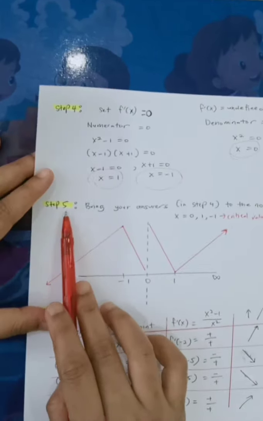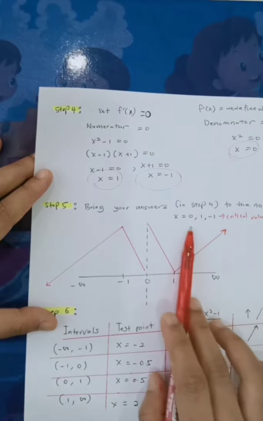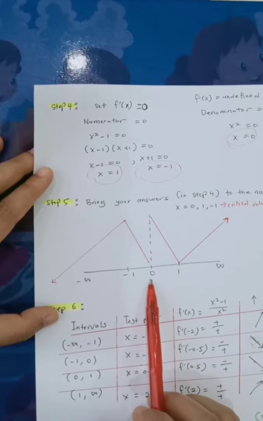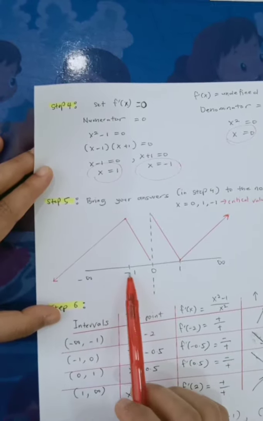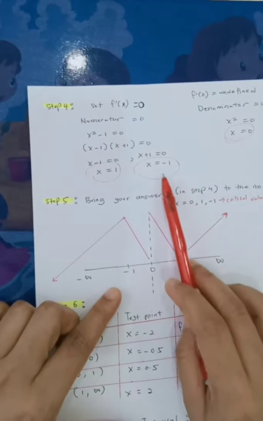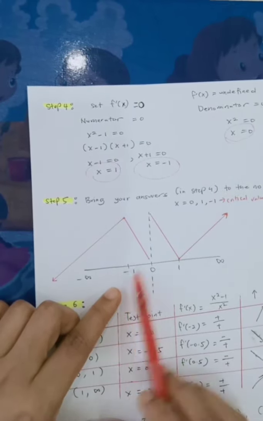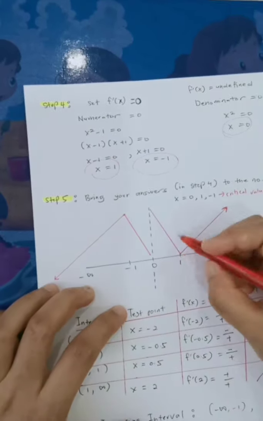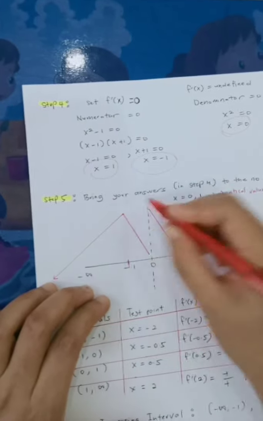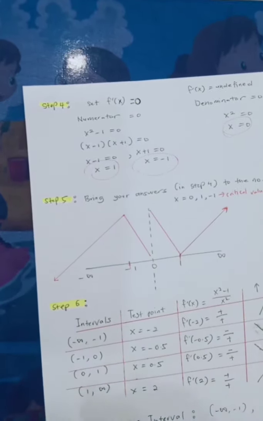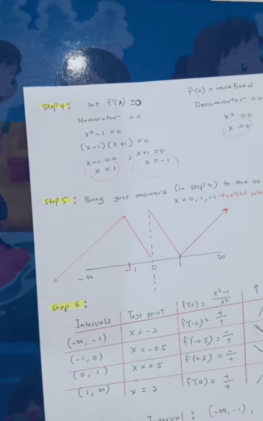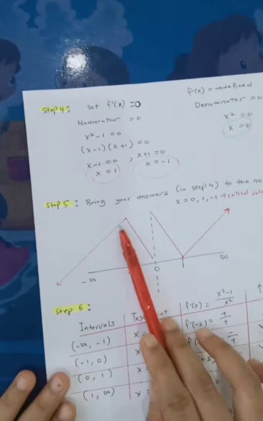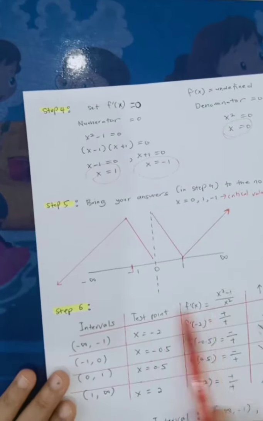Now step number 5, you bring your answers in step 4 to the number line. Just now we already drew the number line. We have our asymptote x equals 0. Now we add negative 1, and then 0, where we already have the asymptote, and x equals 1, meaning that we have a turning point where the function changes from increasing to decreasing, or decreasing to increasing. You can draw the line graph after you complete this table.